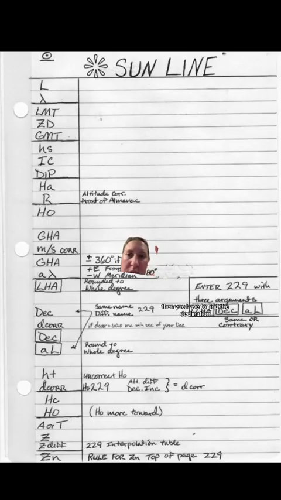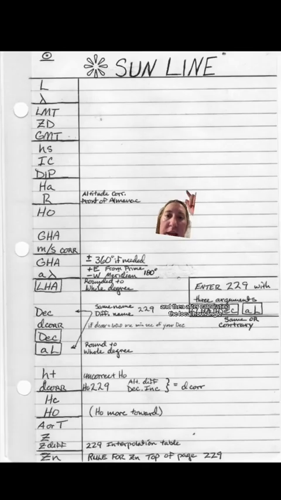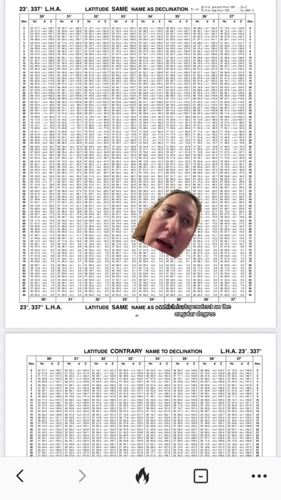Then you have to find the declination. It's the angular distance from the celestial equator to the body. And then after calculating the local hour angle, the declination, and having the assumed latitude, you enter into another publication called 229 to get Z or ZN, which is dependent on the angular degree of the local hour angle.